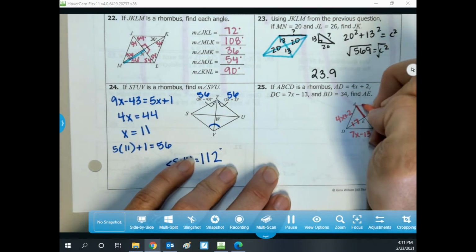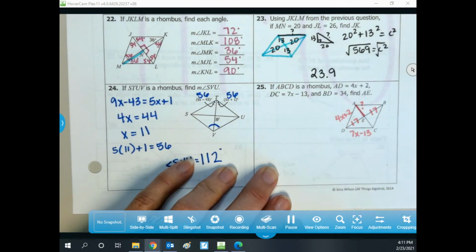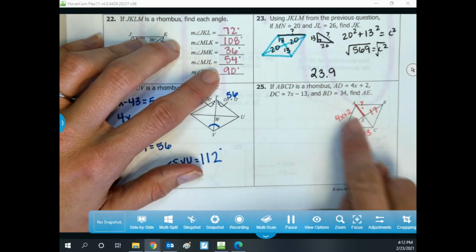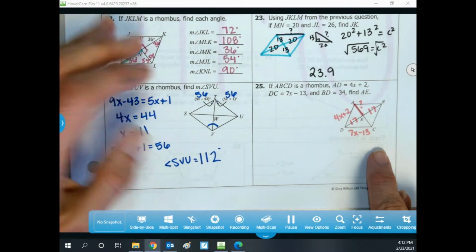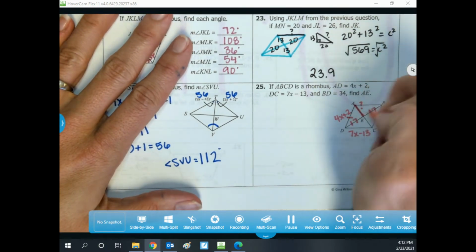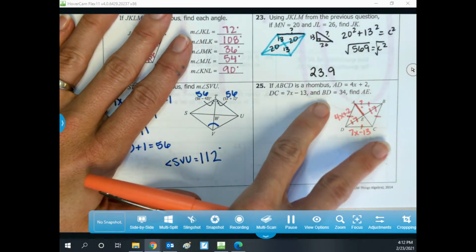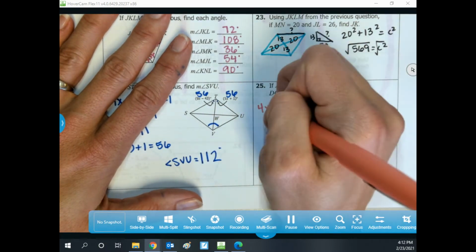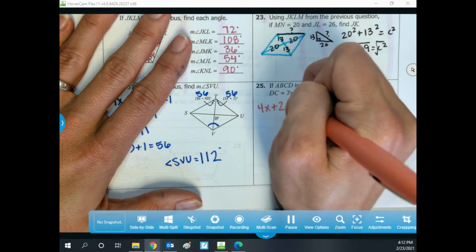So now we know that we can use the Pythagorean theorem to find out what AE is. So we set up our little right triangle, but we have to solve for x first. Now, in a rhombus, all 4 of these sides are equal to each other, which means those two are equal. So we set those equal to each other. 4x plus 2 equals 7x minus 13.